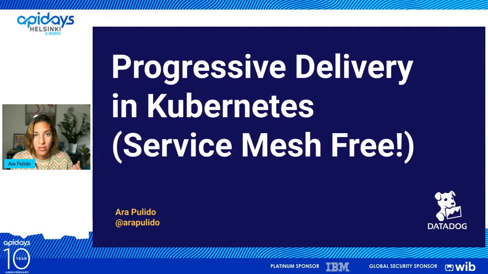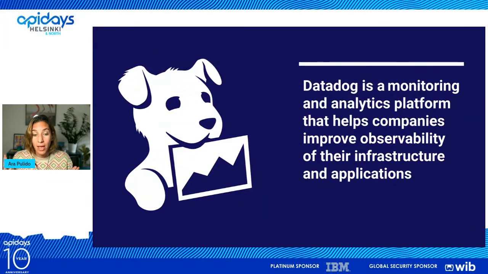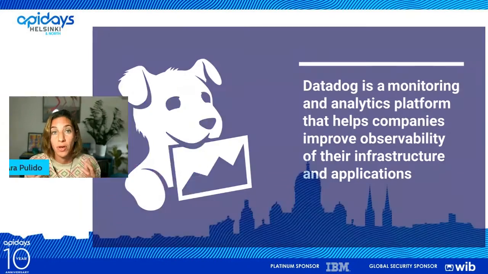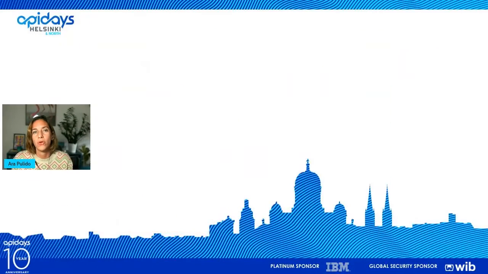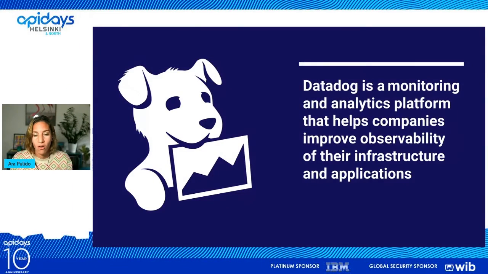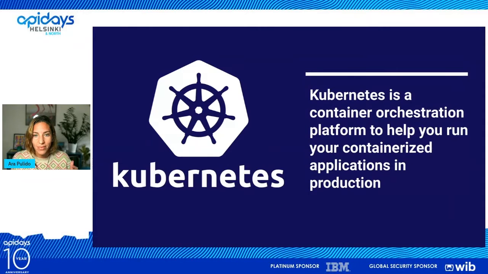Progressive delivery is a topic that is very important for API-driven architectures. My employer, Datadog, is a monitoring and analytics platform that helps companies improve observability of their infra and applications, including, of course, Kubernetes as a platform, but also the workloads that you're going to run on top of it. And what is Kubernetes? Many of you probably already know, but it's a container orchestration platform that helps you run containerized applications in production. It's completely open source, part of the CNCF Foundation, a super popular open source project.